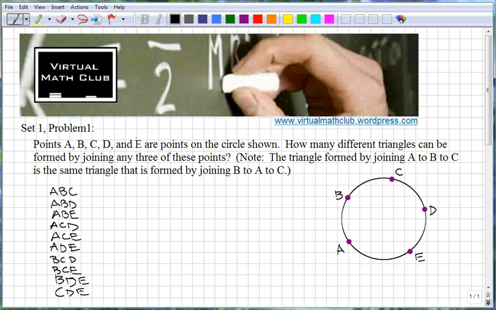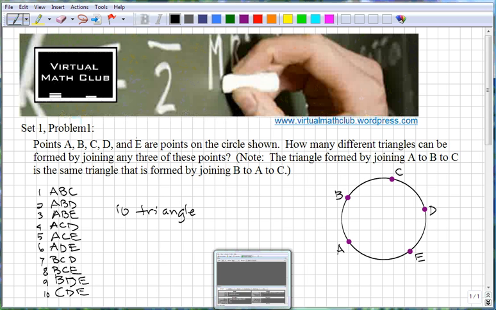So let's just count them up. We have 1, 2, 3, 4, 5, 6, 7, 8, 9, and 10. So the answer is 10 triangles. Okay? And that's just using the systematic method. So take a look at the other videos for the other solutions to this problem.